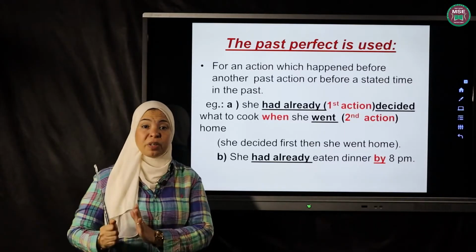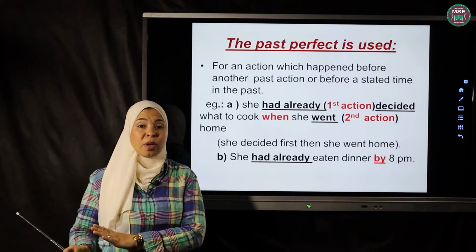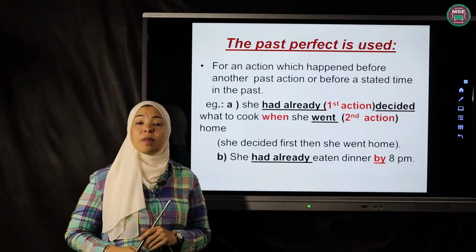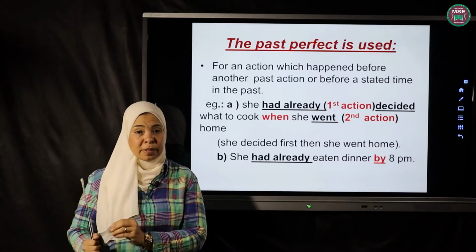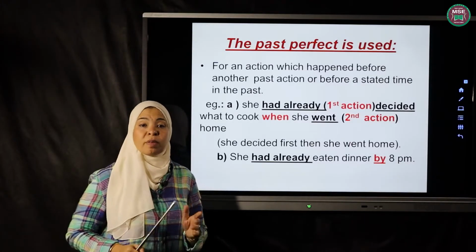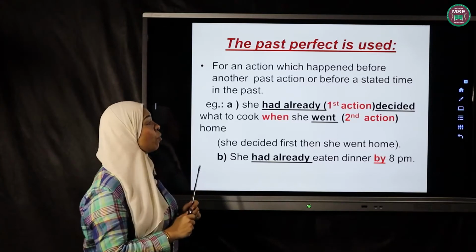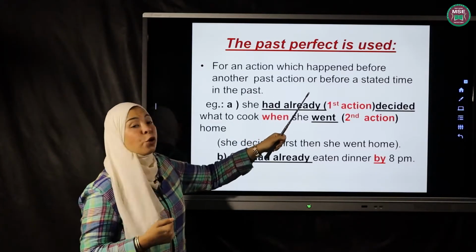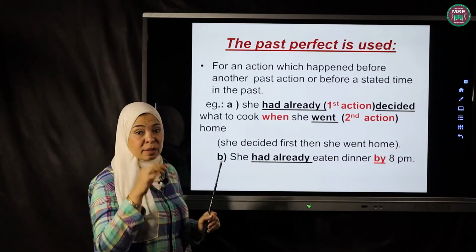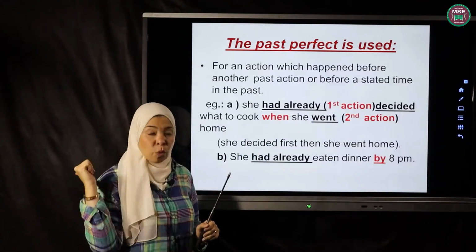Two actions happened and finished in the past. That's why we call the tense past perfect. The previous one, the first one, I put in the past perfect, and then the other one in the past simple. The first point: for an action which happened before another past action or before a stated time in the past. Before a stated time also in the past.